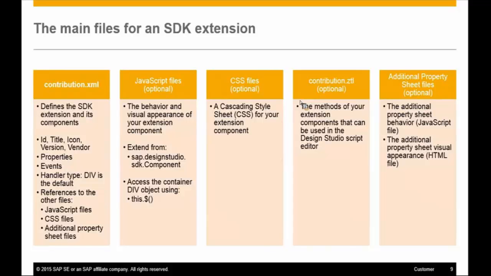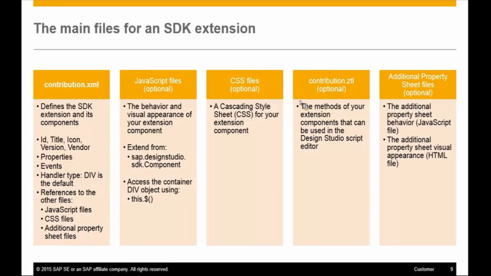Okay, so for the SDK, there are 5 main types of files. When you create an extension, there are 5 main types of file. The first one is called contribution.xml, and that defines the extension and the components that you want to use inside it, and that's how you will then tell Design Studio what your extension is for and what it can do. Each extension has an ID, so it's unique just to you and to your component, and it doesn't clash with anybody else's. Same as if you're developing any extension for Lumira or any other tool.